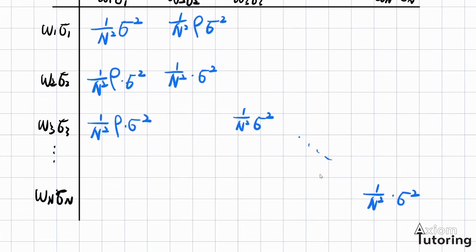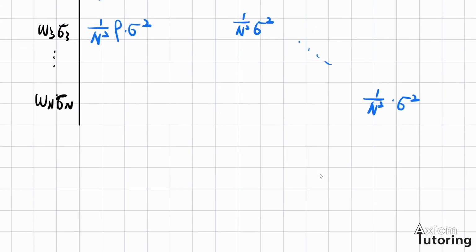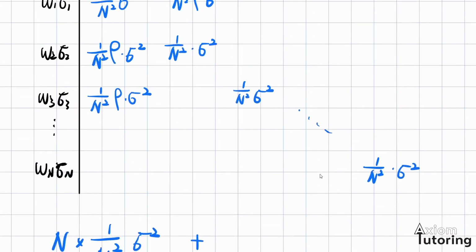So let's first pick up the diagonal here. How many terms are there on the diagonal? There will be n terms because we have n different stocks. So there will be n variances here. On the diagonal here we have n times 1 over n squared and sigma squared. These will be the variances, and then plus all the remaining terms.